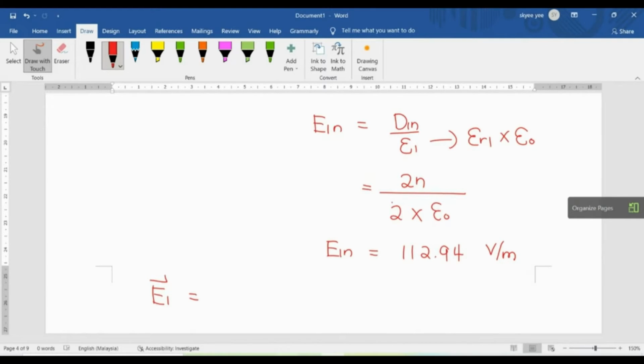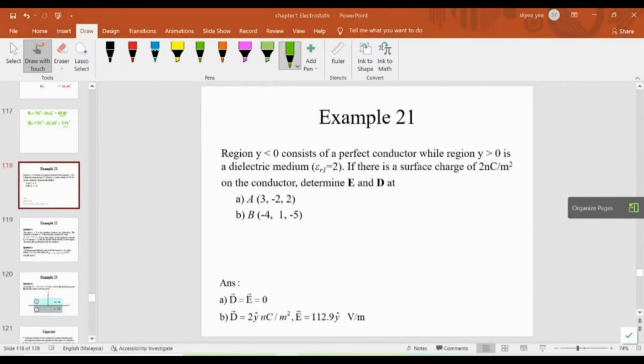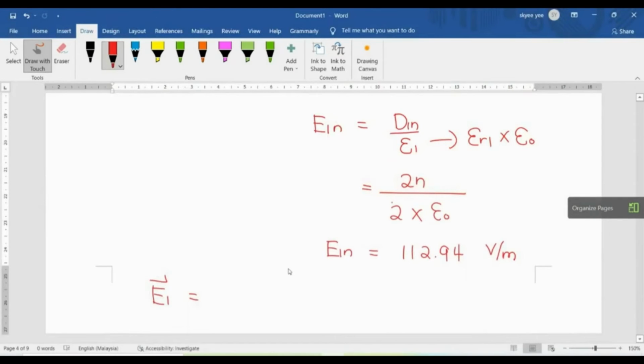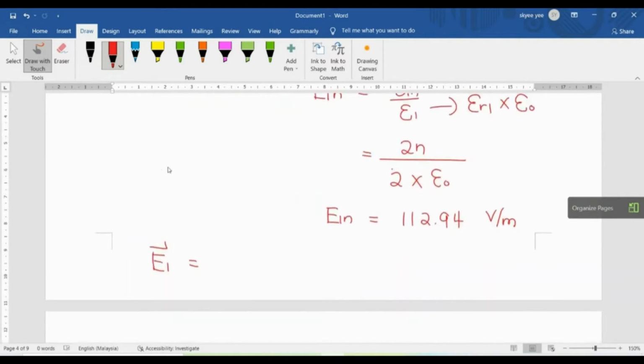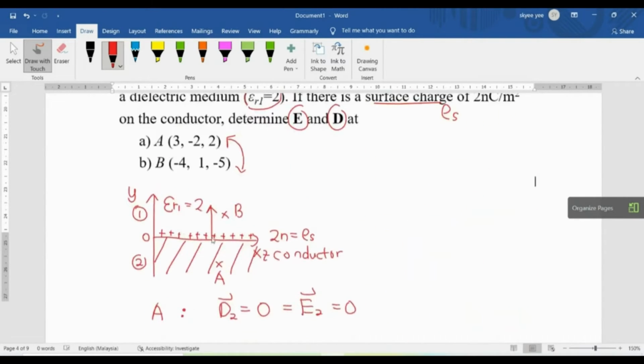How should I write this? Oh no, Y component. This is a normal component, E1N, the normal component. Normal components mean it is in the direction of Y. So you just write down 112.94 in the direction of Y, volt per meter. Why is it the Y direction? Because it is a normal component. I explained to you before, normal component is heading in this direction, with respect to the boundary between two media, at 90 degrees.